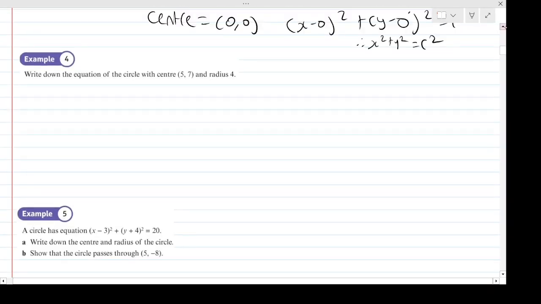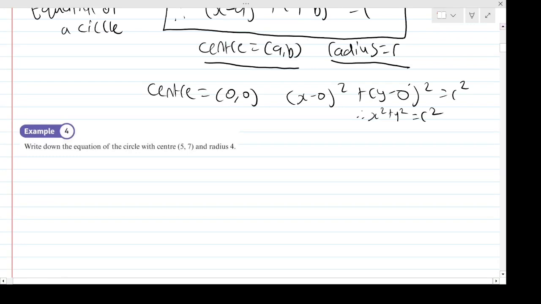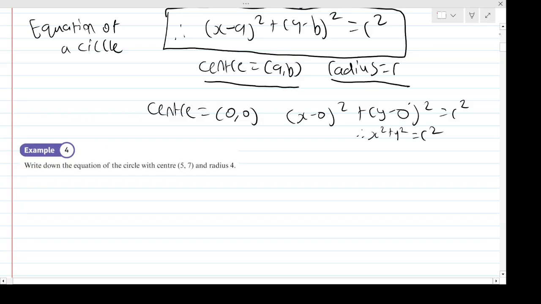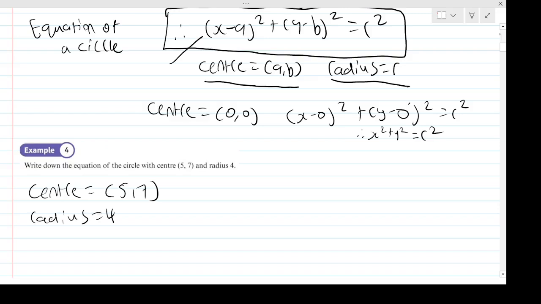Okay, let's have a look at some examples then. So first of all, it says write down the equation of a circle with centre (5, 7) and radius 4. So again, I'm going to make a note. The centre is (5, 7), radius is 4. Okay. Therefore, I need to use this equation, the one I boxed.